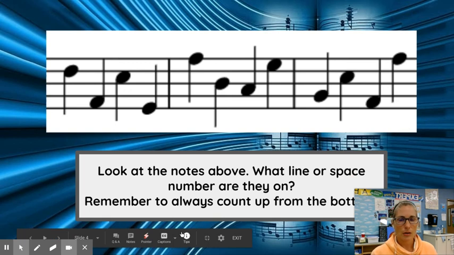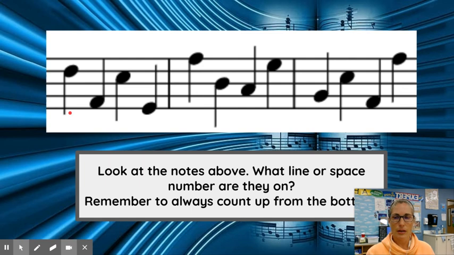So let's look at these notes above. What line or space are they on? If we were to count them, where would we always start? We always start from the bottom. So the first note that we have here is on a line, and let's count from the bottom and find out what line it's on. 1, 2, 3, 4. So that note is on line 4.